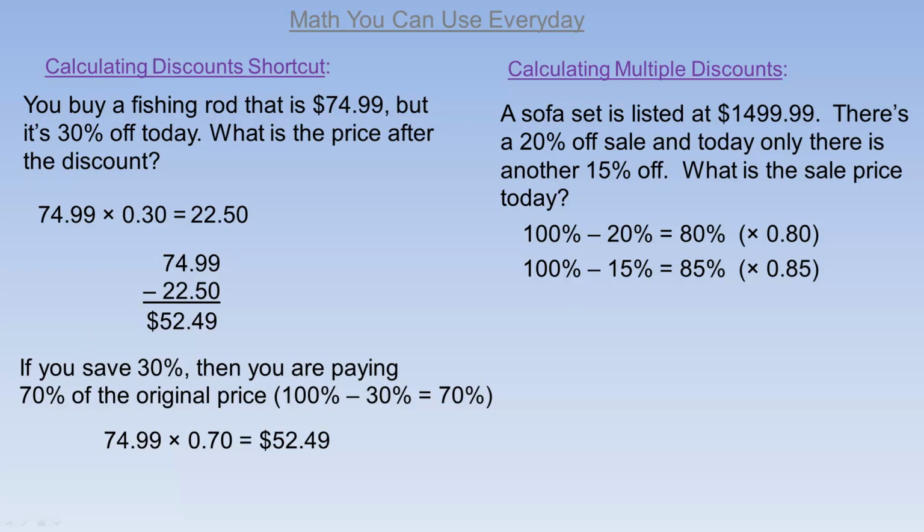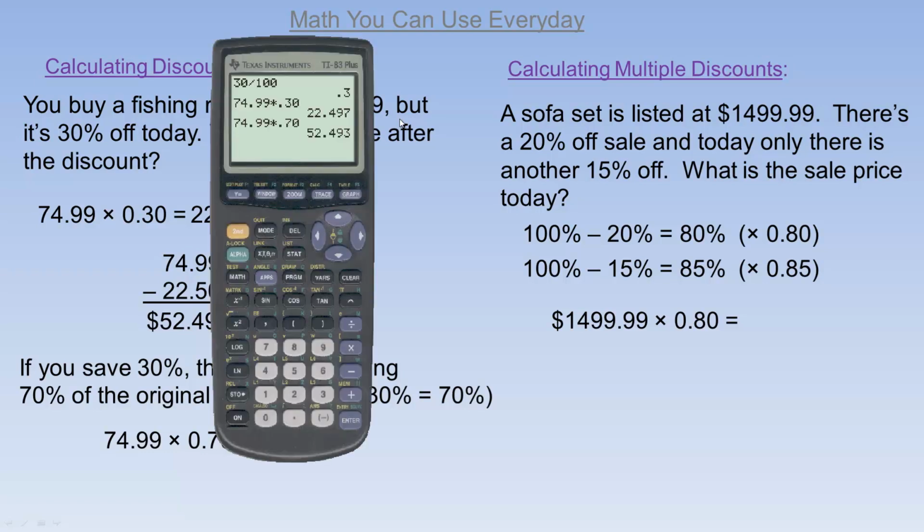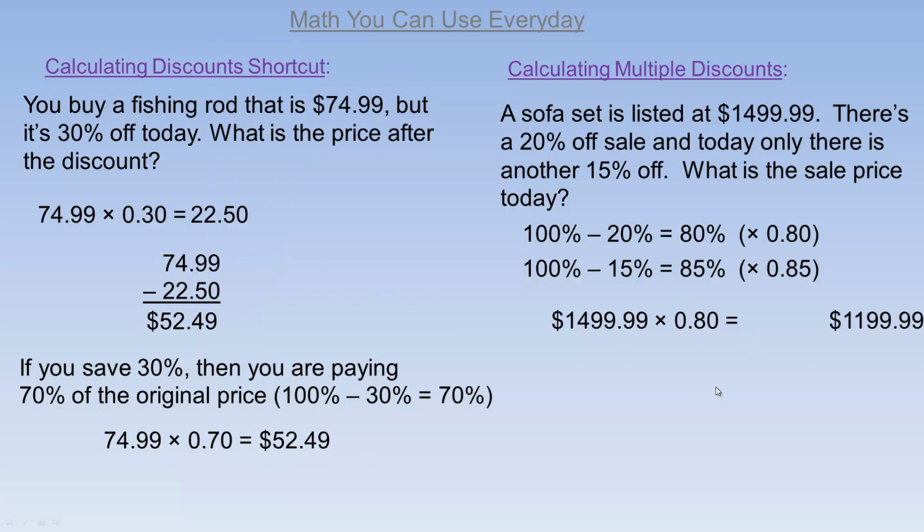So this is what the calculations look like. And I'm going to bring my calculator over here again. So it looks like this. So $14.99 times 0.80. So it would be $11.99. Remember, we stop here. You can just drop the 2. So that's that number.